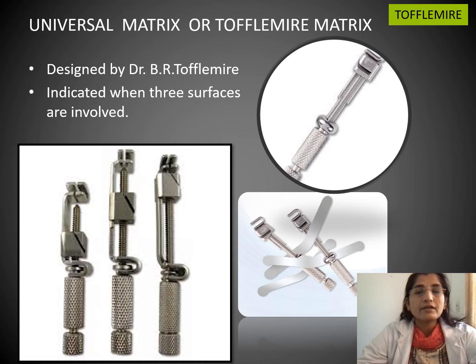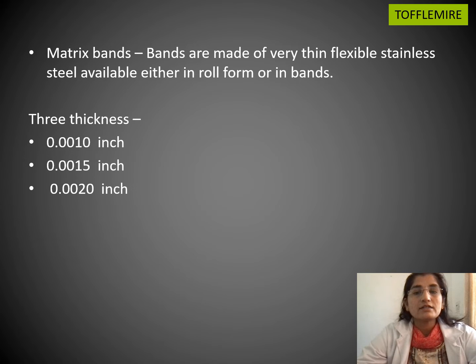Coming to the universal matrix or Tofflemire matrix, it was designed by Dr. B.R. Tofflemire, and it is indicated where three surfaces are involved. The matrix bands are made of very thin, flexible stainless steel, which are available either in roll form or in bands. They are available in three thicknesses: 0.001 inch, 0.0015, and 0.0020 inch.